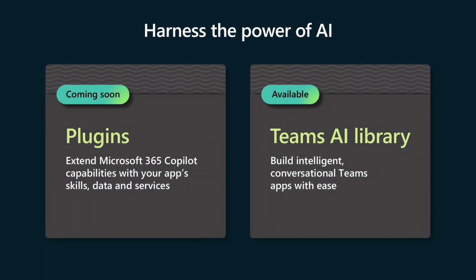So we started this whole conversation seeing how simple it is to build plugins for M365 Copilot. You can either use your existing API set, or you can use your existing Teams message extensions. These plugins are coming soon. Then we took a look at the all-new Teams AI library and showed how quickly you can connect Teams app components to large language models to build powerful conversational experiences. And again, this library is available to use right now.